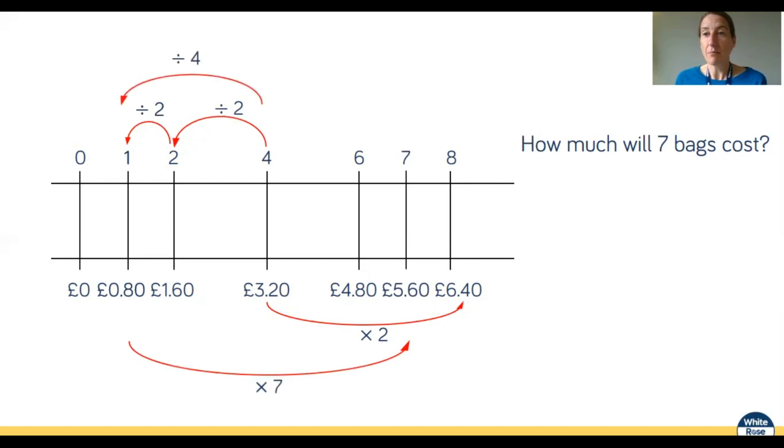Or perhaps more efficiently, we just start with the information we were given. So the idea that we've got 4 bags is £3.20, and we can just divide by 4 to get the cost of 1 bag, which is 80p, and then multiply by 7 to get the cost of 7 bags.